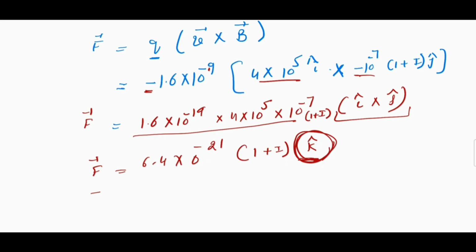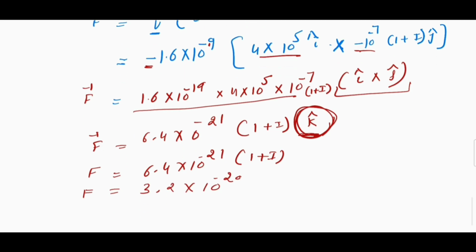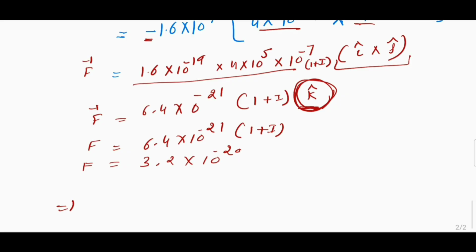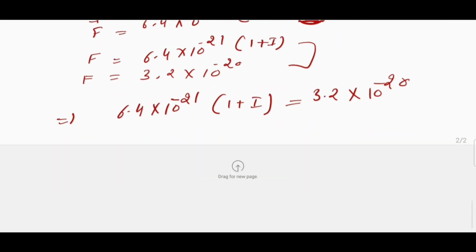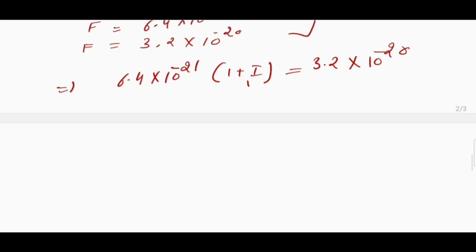So if we take the magnitude of this force, this is equal to 6.4 into 10 raised to power minus 21 (1 plus I), and we know that the force they have given, F, is equal to 3.2 into 10 raised to power minus 20. So this implies that these two values are equal. This means 6.4 into 10 raised to power minus 21 (1 plus I) is equal to 3.2 into 10 raised to power minus 20. Now we have to solve this and find the value of this I.